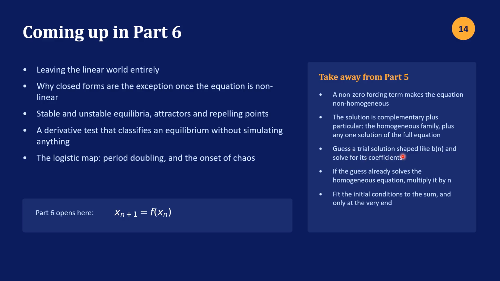So I say here we guess a trial solution based on the table. Sometimes that doesn't work, as we just saw in the previous slide. Sometimes you need to multiply that suggested solution by n or some higher power of n. And then you put together both the complementary and the particular solution. And if you are given initial conditions, as we had for our example number 1, you actually can find the constants and completely specify the solution.